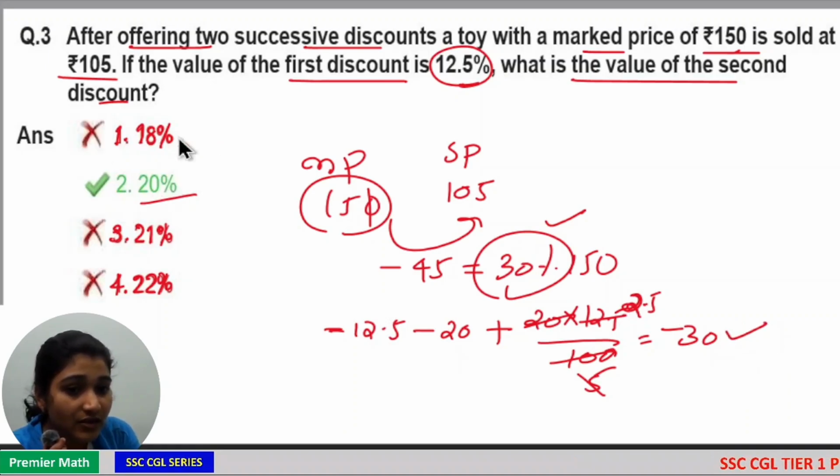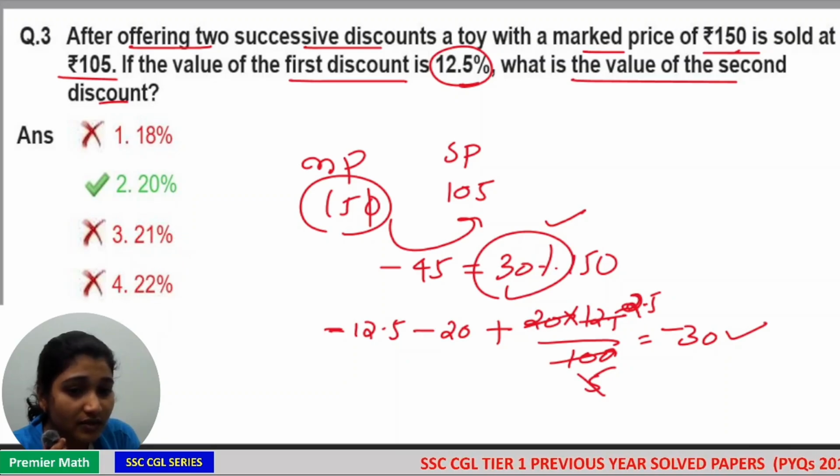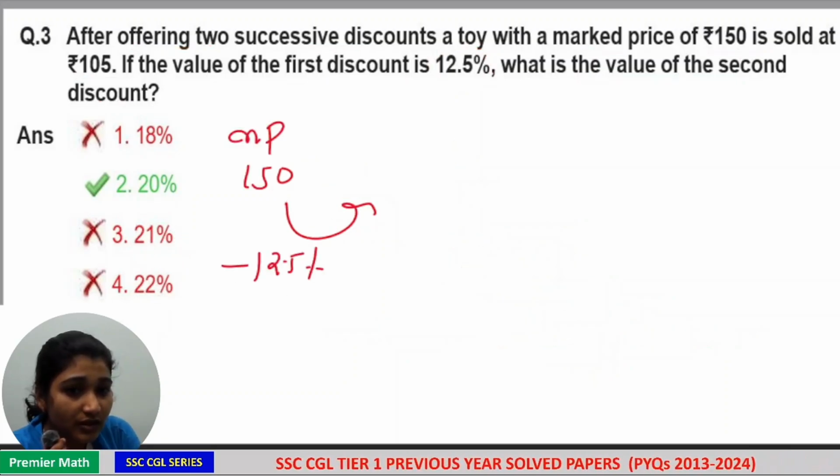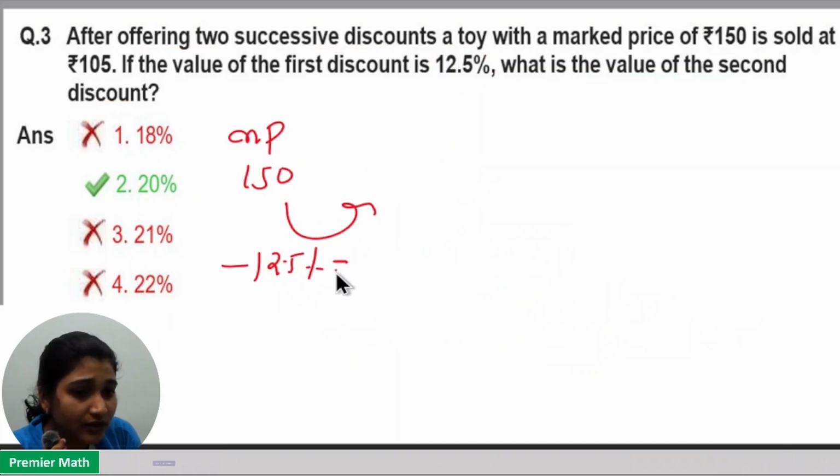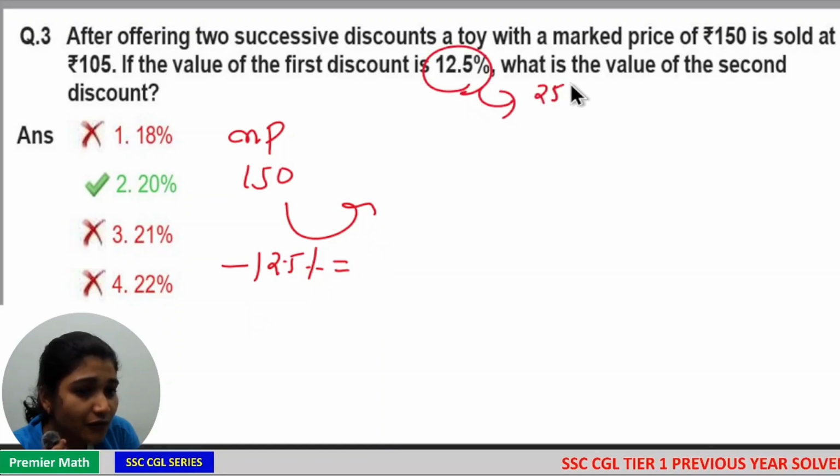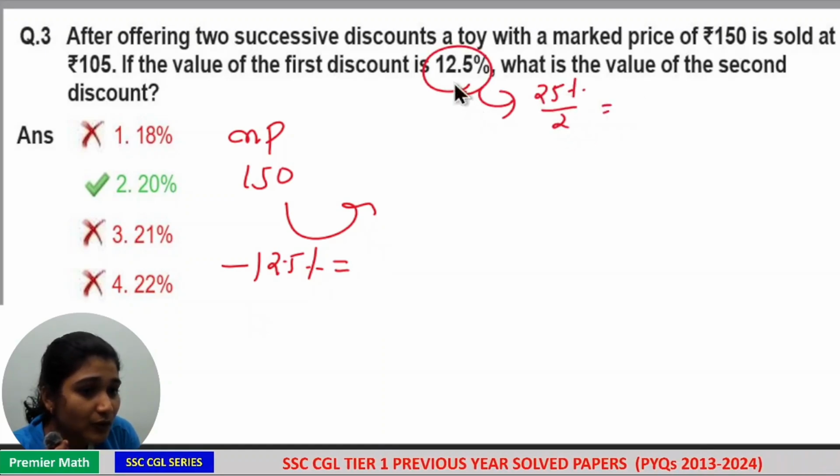20%. Second discount is 20%. If you have difficulty in finding this answer, you can also use another method. That is here, mark price 150 on this 12.5% discount is given. The 12.5% means half of 25%. 25% means 1 by 4. So 12.5% means 1 by 8 is the fraction.